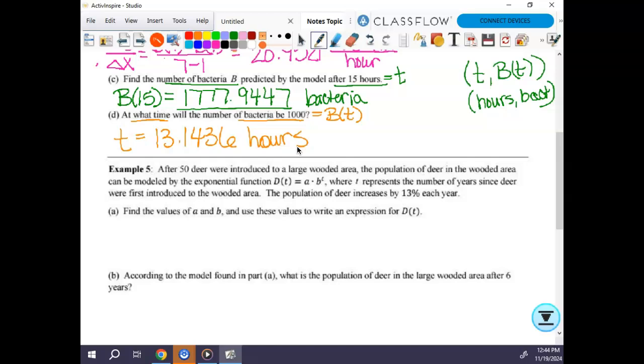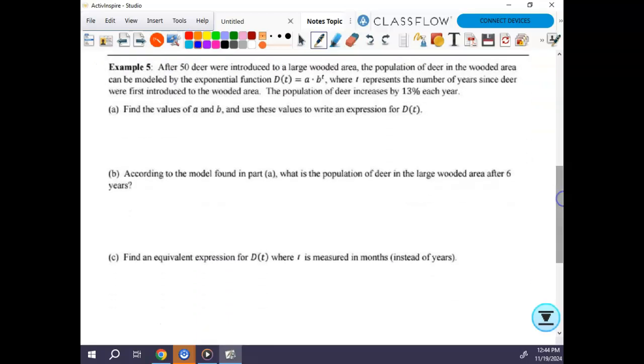All right. Look at this last one. After 50 deer were introduced to a large wooded area, the population of the deer in the wooded area can be modeled by this function, which is in general form, where T represents the number of years since the deer were first introduced, and the population of the deer increases by 13% each year.